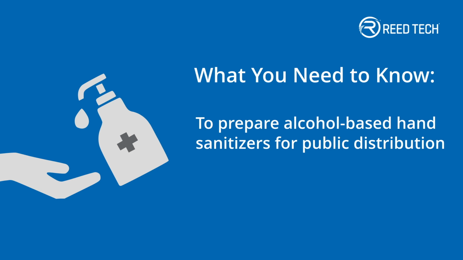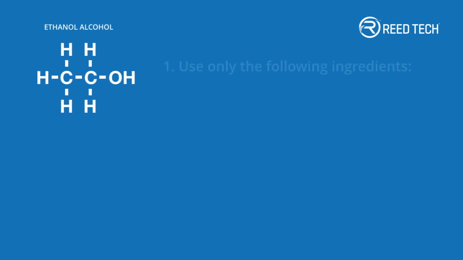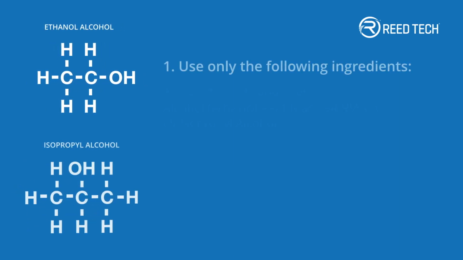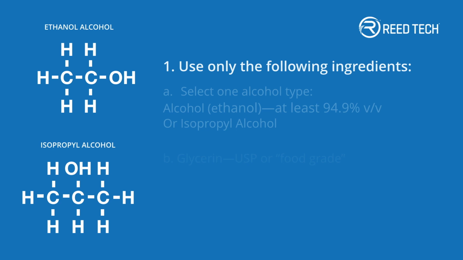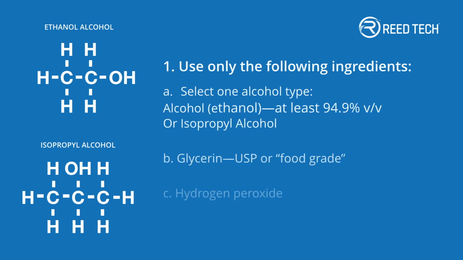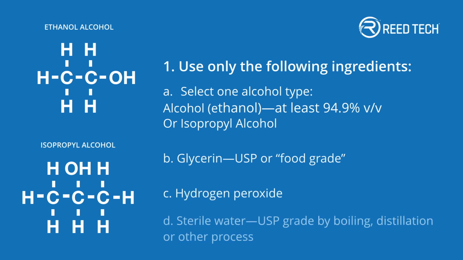We will review the 8 critical guidelines found in this FDA document. Encourage you to refer to the actual FDA publication for details. The first FDA guideline specifies the ingredients to be used in the finished hand sanitizer product. You can either use alcohol, specifically ethanol, or isopropyl alcohol as an active ingredient. The other ingredients include glycerin, hydrogen peroxide, and sterile water.